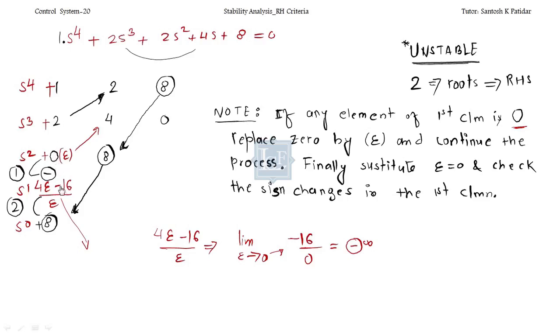Then we proceed, and finally in the first column we put epsilon equal to 0, and then we check the sign changes. If you are getting a sign change, it means the system is unstable, correct? And the number of sign changes is nothing but the number of positive roots. Okay friends, now we'll take the next one.